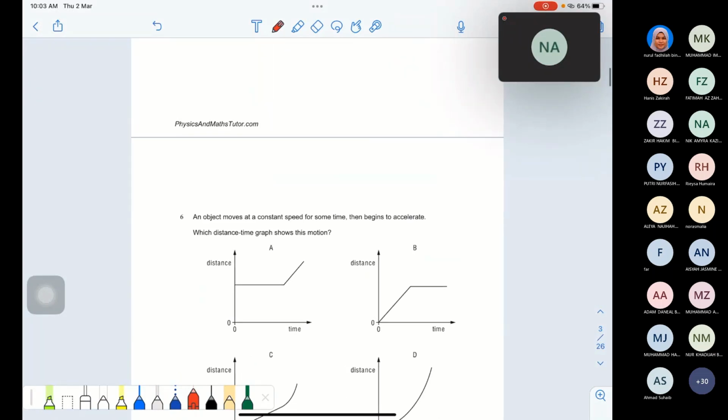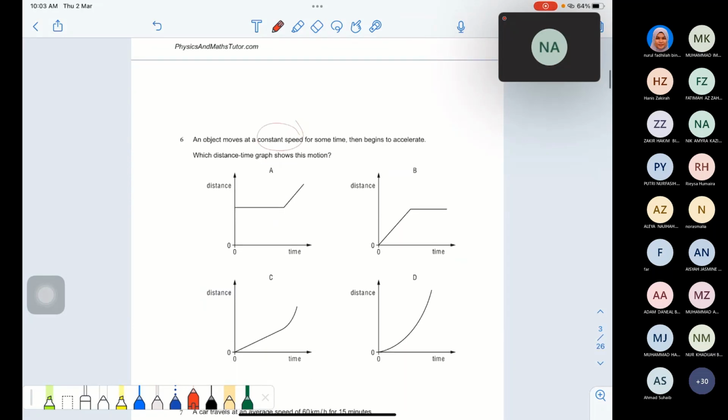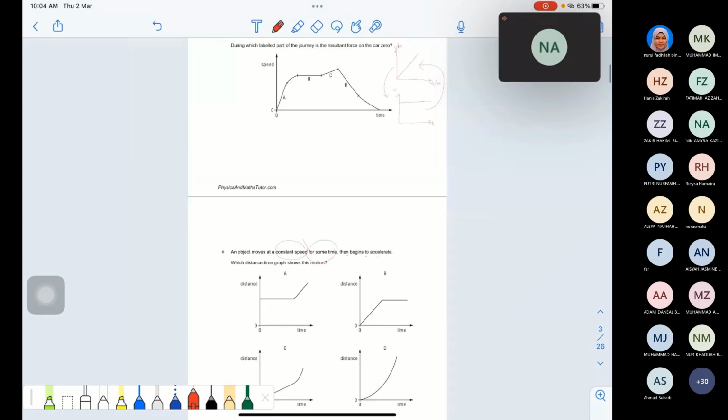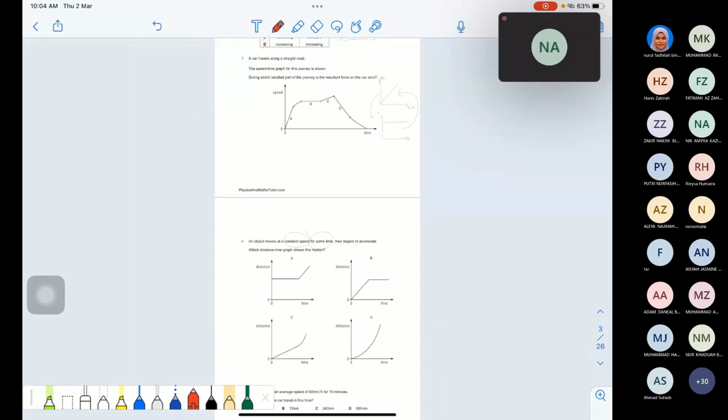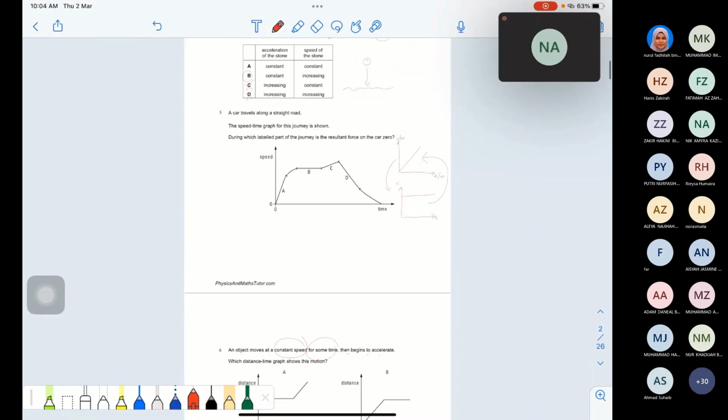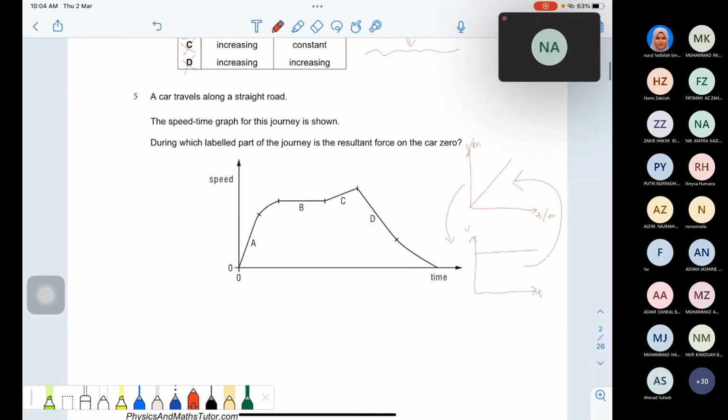So the object is moving at a constant speed for some time. Mana yang ada constant speed? A. Betul? Nampak macam A. Tapi dia kata sometimes tu bila then begins to accelerate. Accelerate macam mana? A is not moving. Salah. Number 5 is number 5. Number 6 is number 6. Sorry. Saya ni, saya pening.